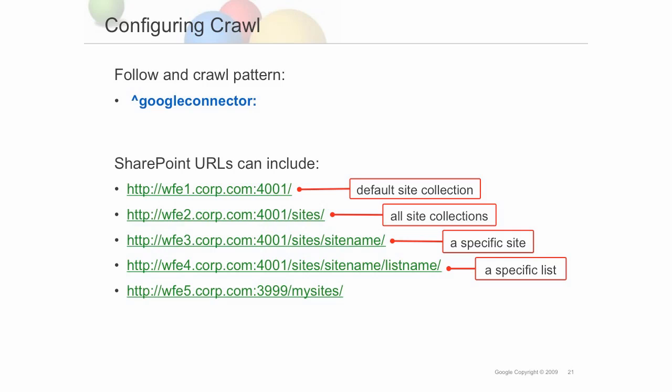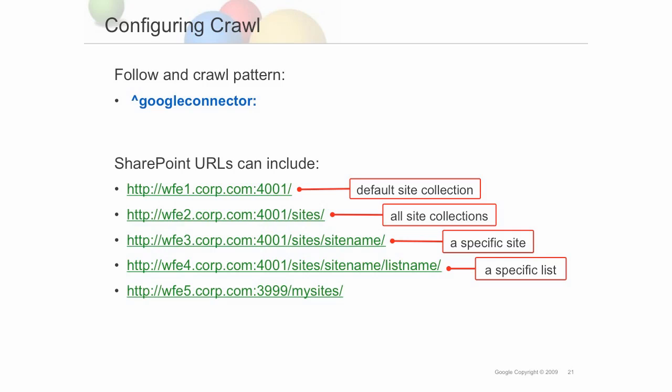In the GSA's follow and crawl pattern, a content feed is designated using the specially reserved expression *Google connector: and no crawler access. In the connector configuration page, we specify fully qualified domain name URLs to SharePoint content.